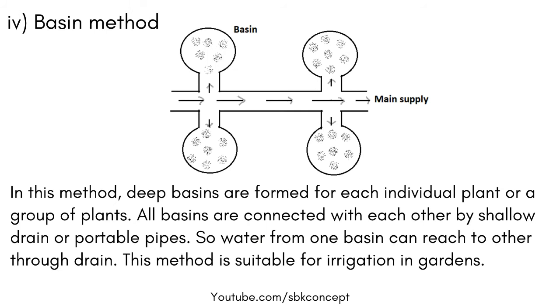Basin method. In this method, deep basins are formed for each individual plant or a group of plants. All basins are connected with each other by shallow drain or portable pipes, so water from one basin can reach to other through drain. This method is suitable for irrigation in gardens.